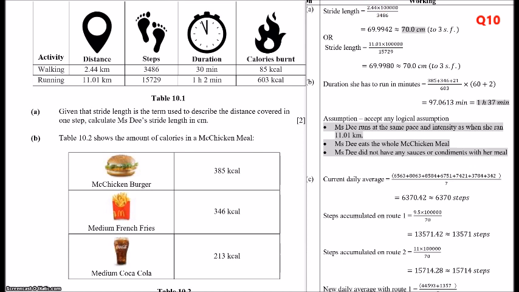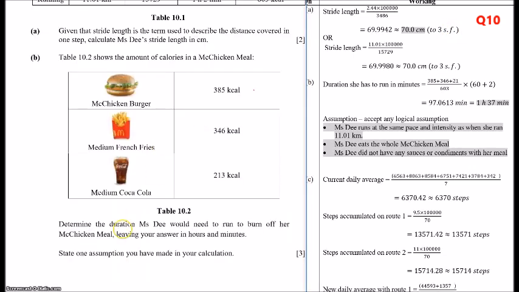So from kilometers to meters, you times 30 over here. Then from meter to cm, you add another 2. So that's why it's total 50. And then divide by the number of steps, then you get your answer. And then the 3SF.